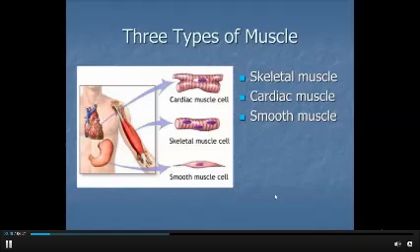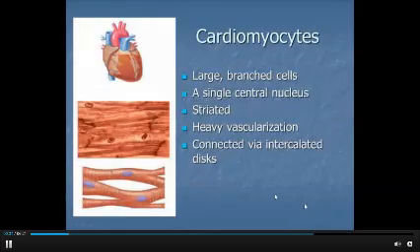You may recall from the first term that muscle tissues in the human body consist of three different categories: cardiac muscle, skeletal muscle, and smooth muscle. So of course we will focus our attention on the cardiac muscle. The cells in this tissue are called cardiomyocytes. They're large cells that branch in multiple directions.